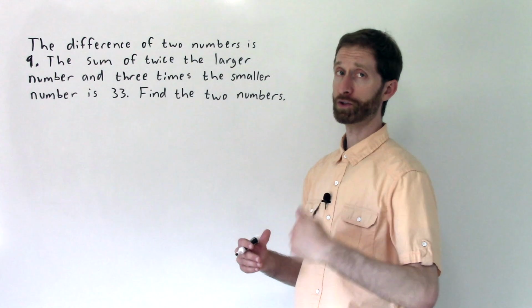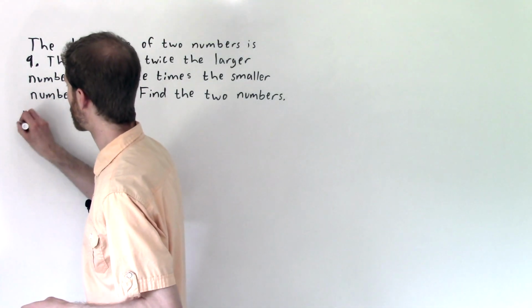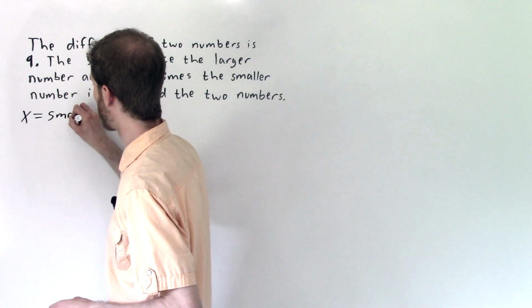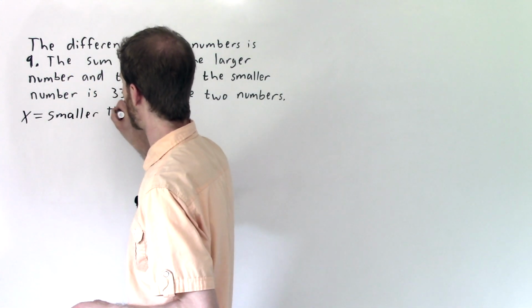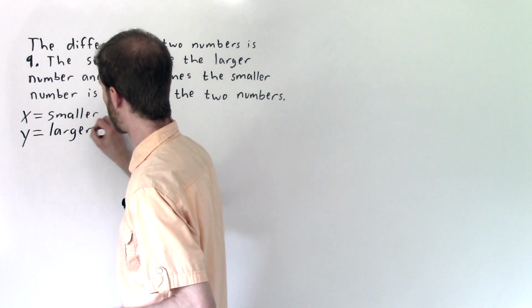So right away, I know what my variables are. It's the larger number and the smaller number. So I'm just going to use simple variables like x and y, define my variables. X equals the smaller number, and then y equals the larger number.